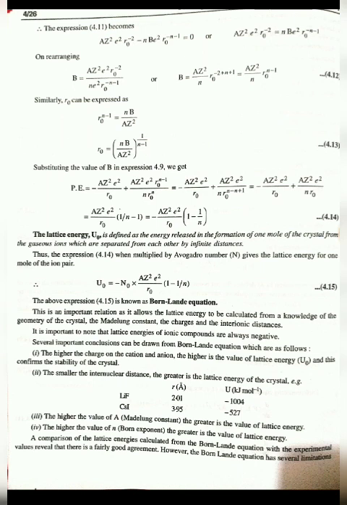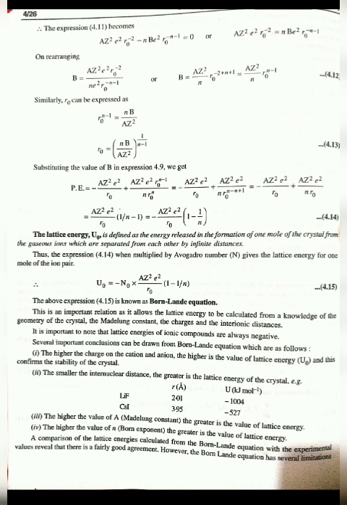Substituting the value of B in expression 4.9, we get PE = -A Z² e²/R0 + A Z² e² R0^(n-1)/(n R0^n) = -A Z² e²/R0 + A Z² e²/(n R0^(n-n+1)) = -A Z² e²/R0 + A Z² e²/(n R0) = A Z² e²/R0 (1/n - 1) = -A Z² e²/R0 (1 - 1/n).